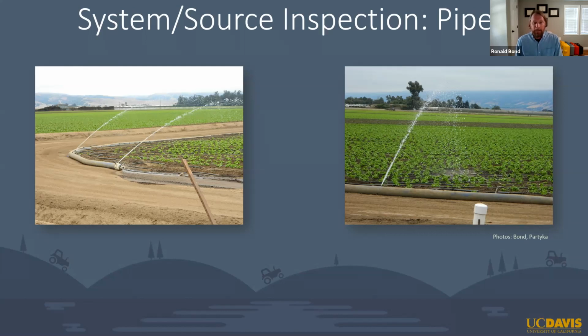And as you see, that splash right there in the picture on the right is actually touching all the crop around it. It's a lettuce field, so it's contacting everything, and all that dirt and debris is hitting those crops. So they're adulterated. So when you go through there, you say, hey, we had a leak, we fixed it, everything's good, right?